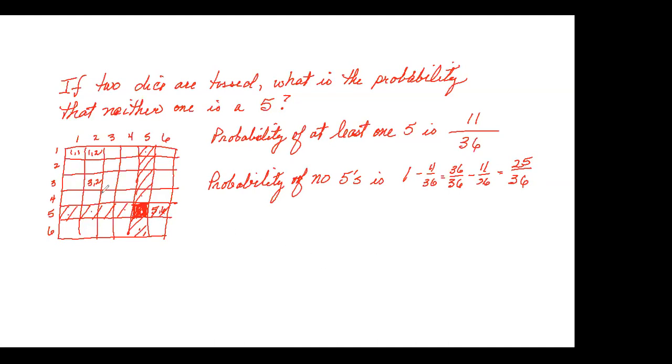Now, we could have counted all the ones that were not marked out, and that would come out the same. We've actually got 1, 2, 3, 4, 1, 2, 3, 4. So we've got 16 here. We've got 4 here, 4 here, 1 here, which comes to 20 plus 5 is still 25 of the 36 where there is not a 5. So it's just 2 ways of coming up with the same thing.